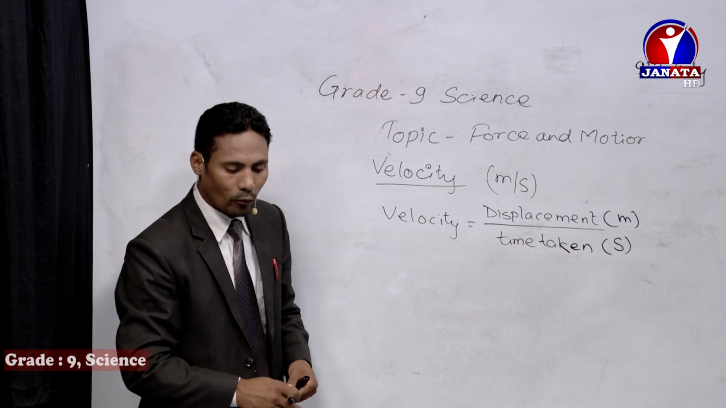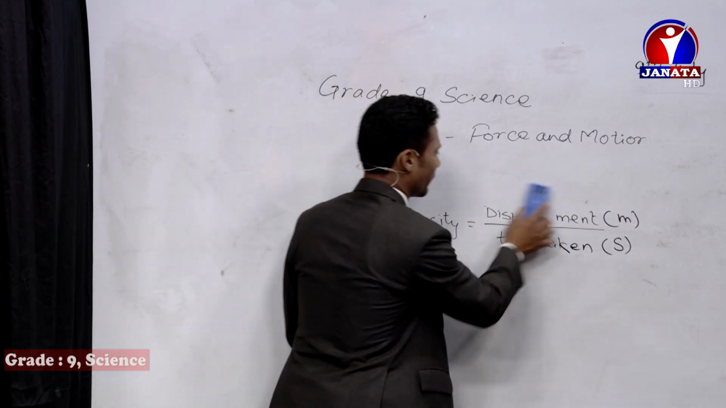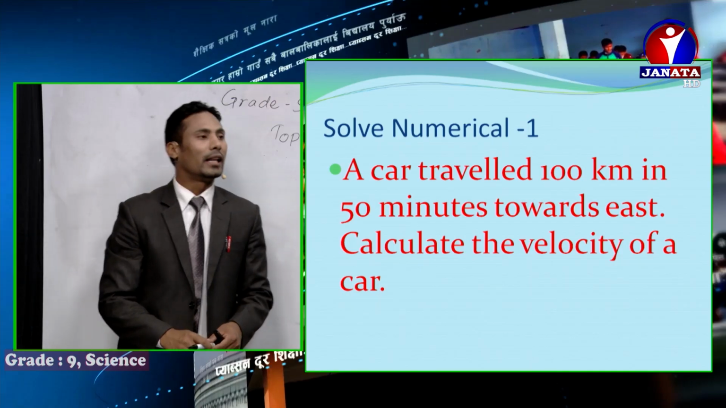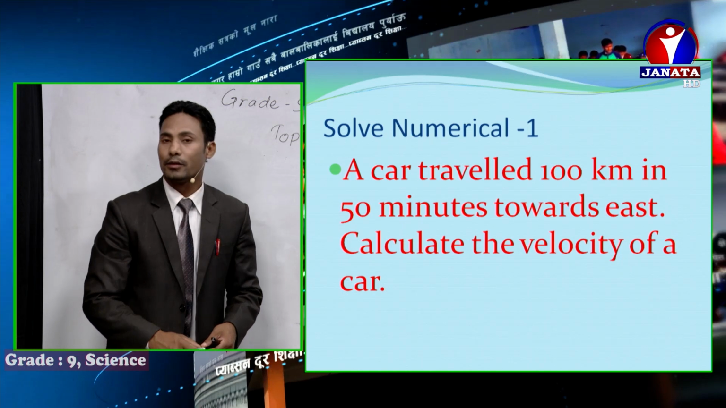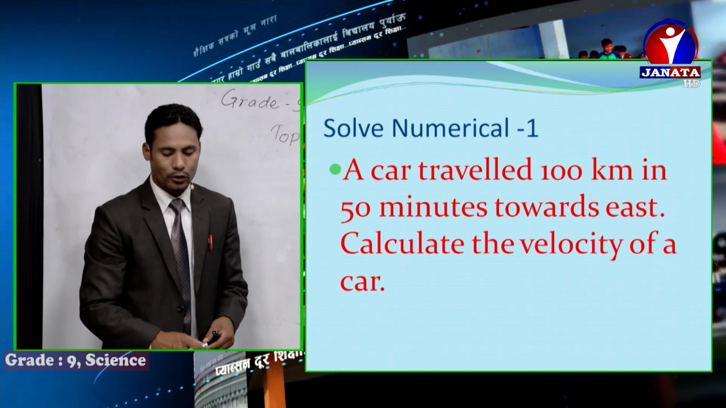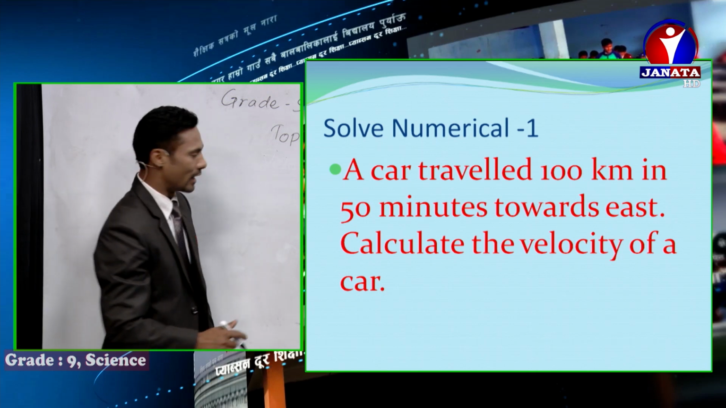So let's try one numerical problem for calculating velocity. I have given the question on the screen. Let me read it. A car traveled 100 kilometer in 50 minutes towards the east. Calculate the velocity of the car. So how to solve this?